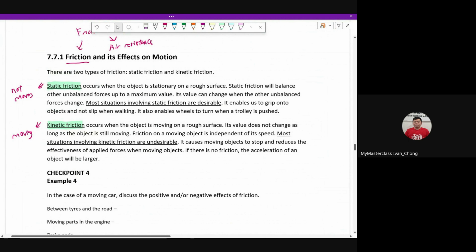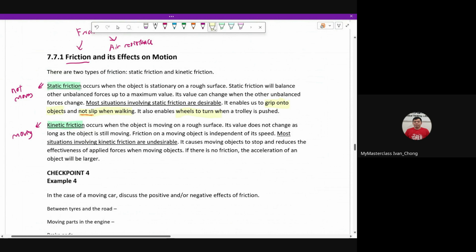So most of the time, your static friction is kind of good. It allows us to do a few things. It lets us grip onto objects and not slip when you're walking. So very important is that you need to say not slipping. It also allows trolley wheels to turn.